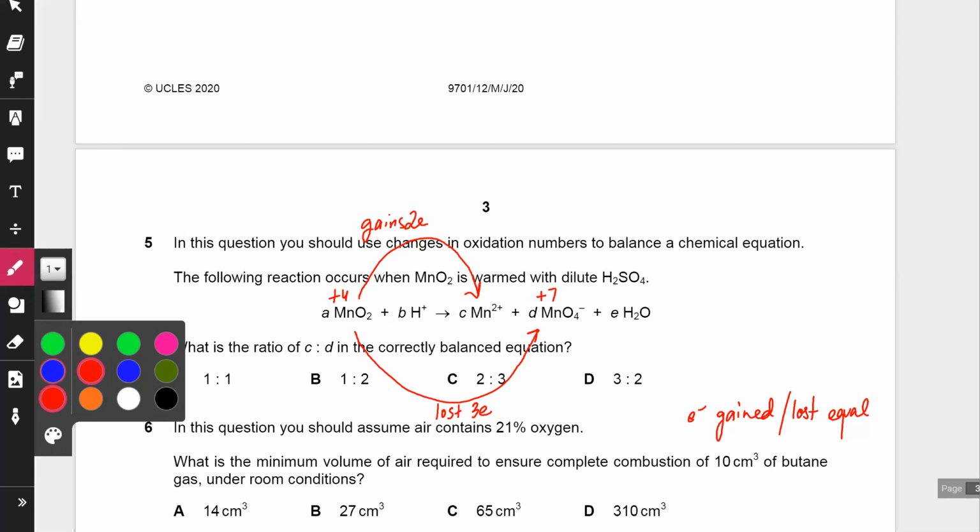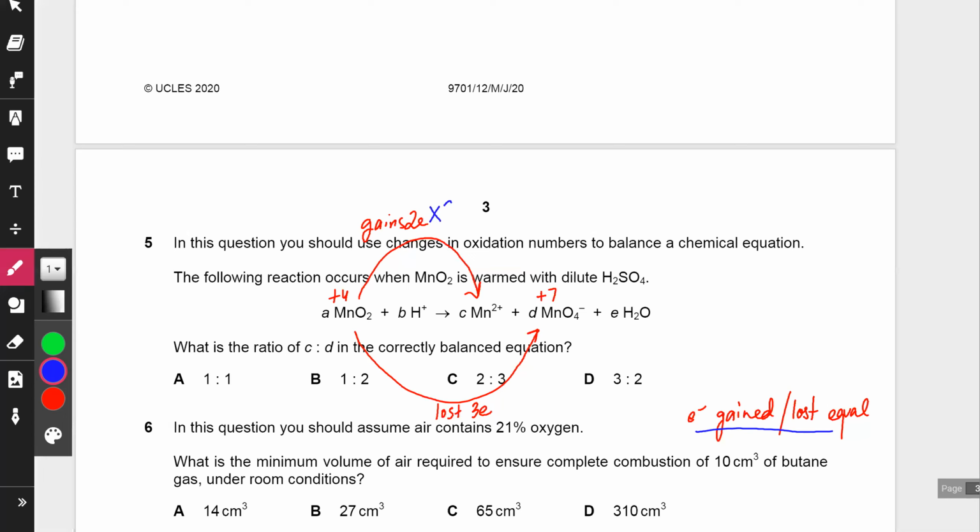Make them equal. Make the number of electrons that are lost and gained equal. So what should I multiply? I should multiply both of them by a certain number. One gains 2 electrons. What should I multiply this by? And the other loses 3 electrons. What should I multiply this by? So this by 2 and that by 3. So I should multiply this by 3.